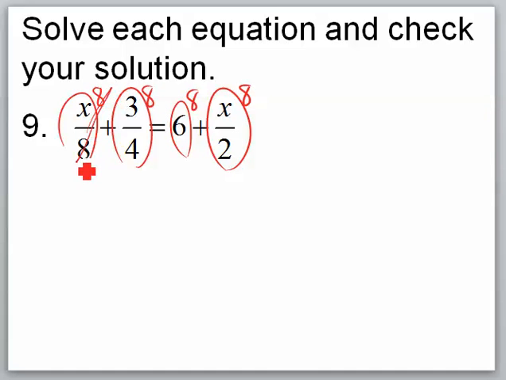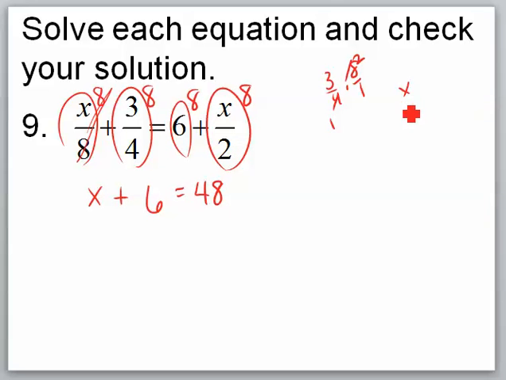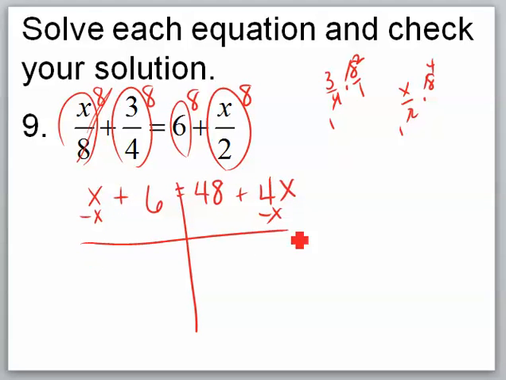This one, my terms cancel, and I get x plus 3/4 times 8 over 1 is 6 equals 6 times 8, which is 48. And then here I have x over 2 times 8, cross reduce, and I get a 4x. I'm going to move my smallest variable over, so I'm going to move this x by putting a -x on both sides. That gives me 6 equals 48 plus 3x.